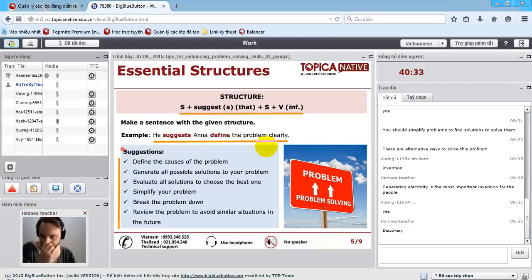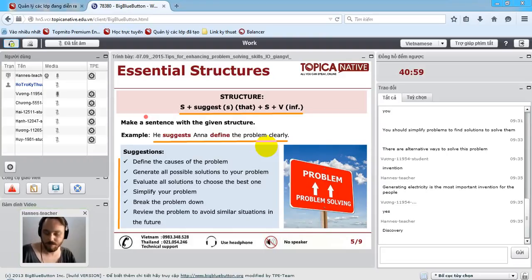My parents suggest that I break the problem down for generating a good solution. Excellent. That is very good. And you added a verbing there in the end as well. Excellent. Very nice. And Wung, can you try one?